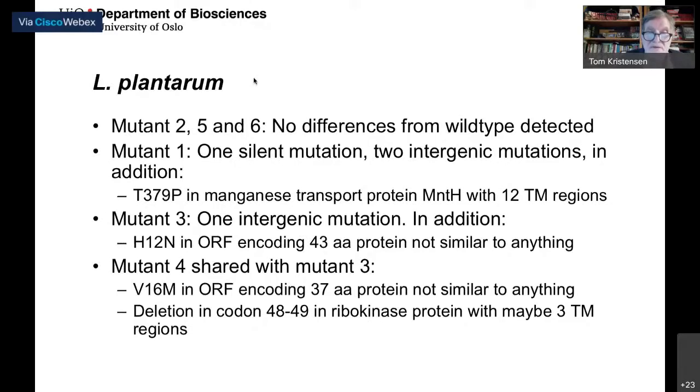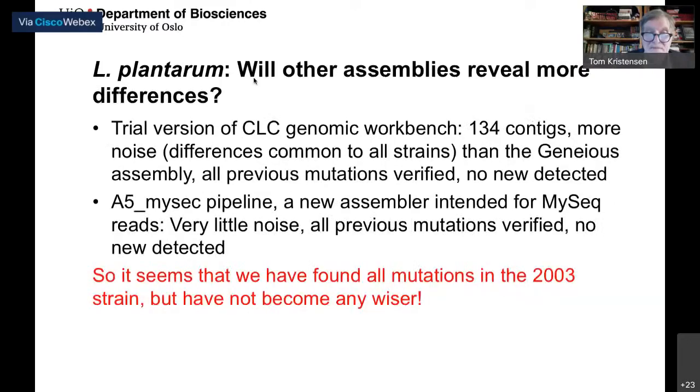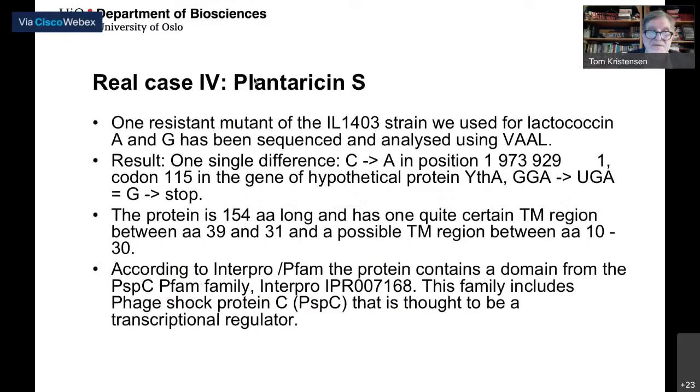So we got a lot of hints when it comes to mutations, but nothing that we could feel convinced was really interacting with the bacteriocin itself. And I tried different ways of assembling the genome and didn't get any new results from that. So for plantaricin EF, we didn't really get any results.